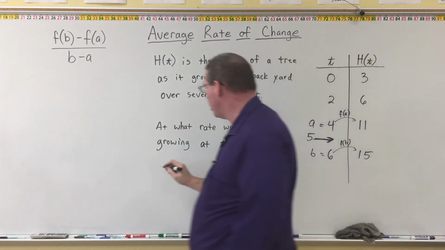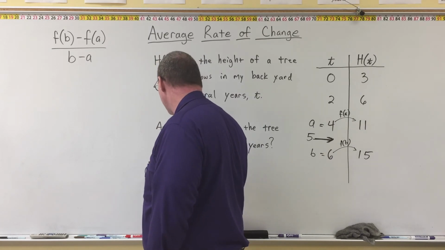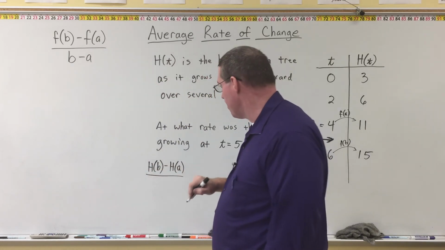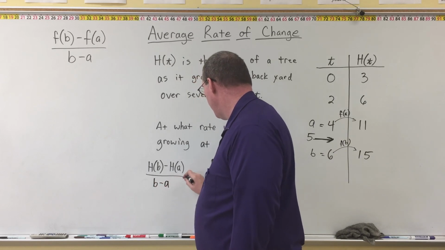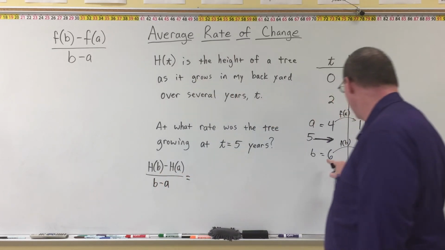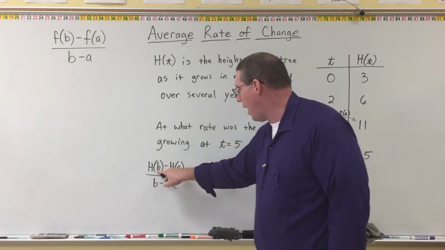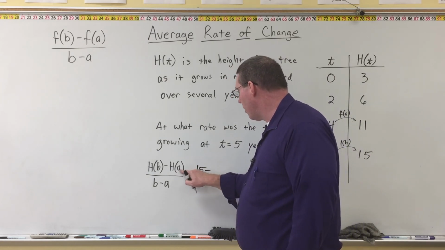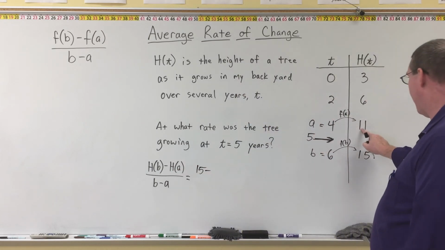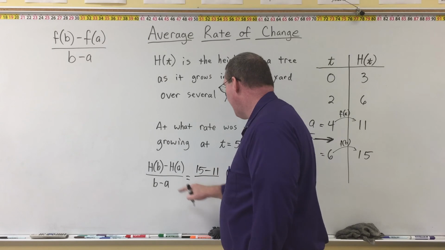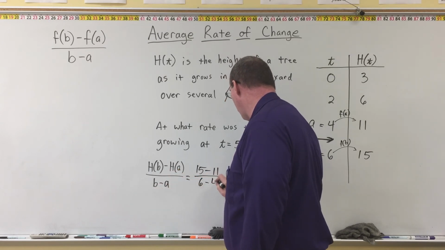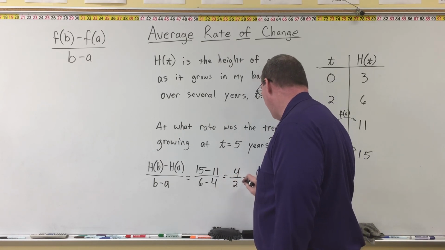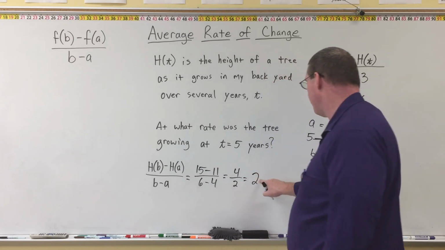So our formula now changes. Instead of F of B minus F of A, it's H of B minus H of A, because the function is H of T instead of F of X, over B minus A. Now, what is the output value? B is 6. What is H of T at 6? Well, it's 15. So we put a 15 here, minus. And then what is the output value at A? A is 4. The output value is 11. So 15 minus 11, over B, which is 6, minus A, which is 4. 15 minus 11 is 4. 6 minus 4 is 2. And 4 divided by 2 is 2. We can simplify it. It might be a decimal, but in this case, it's a whole number.